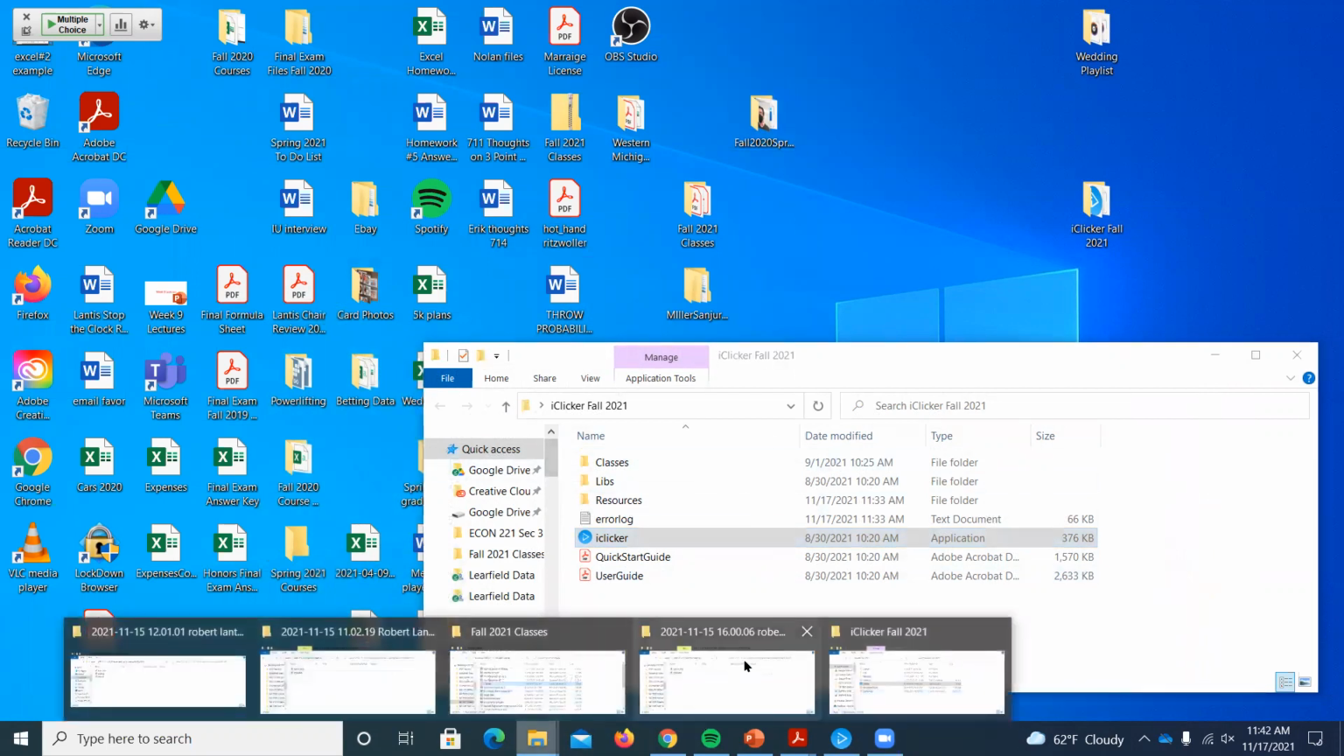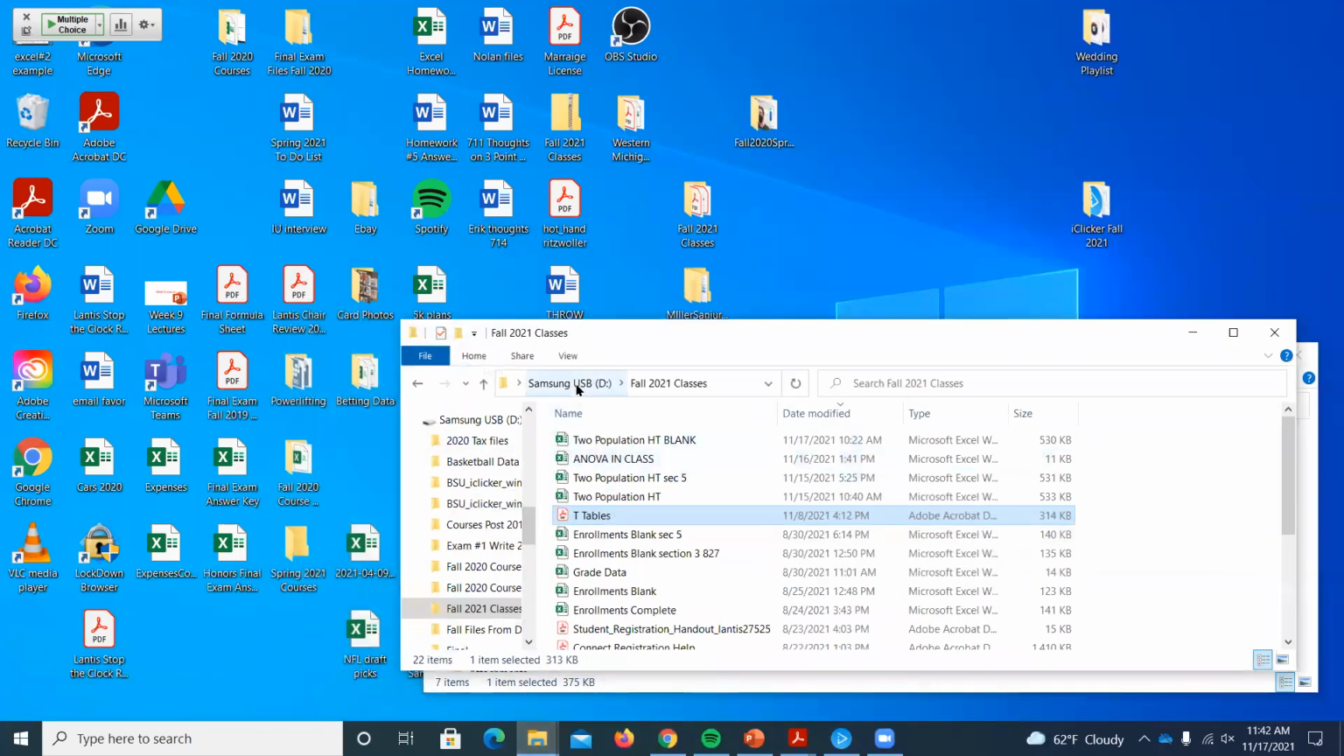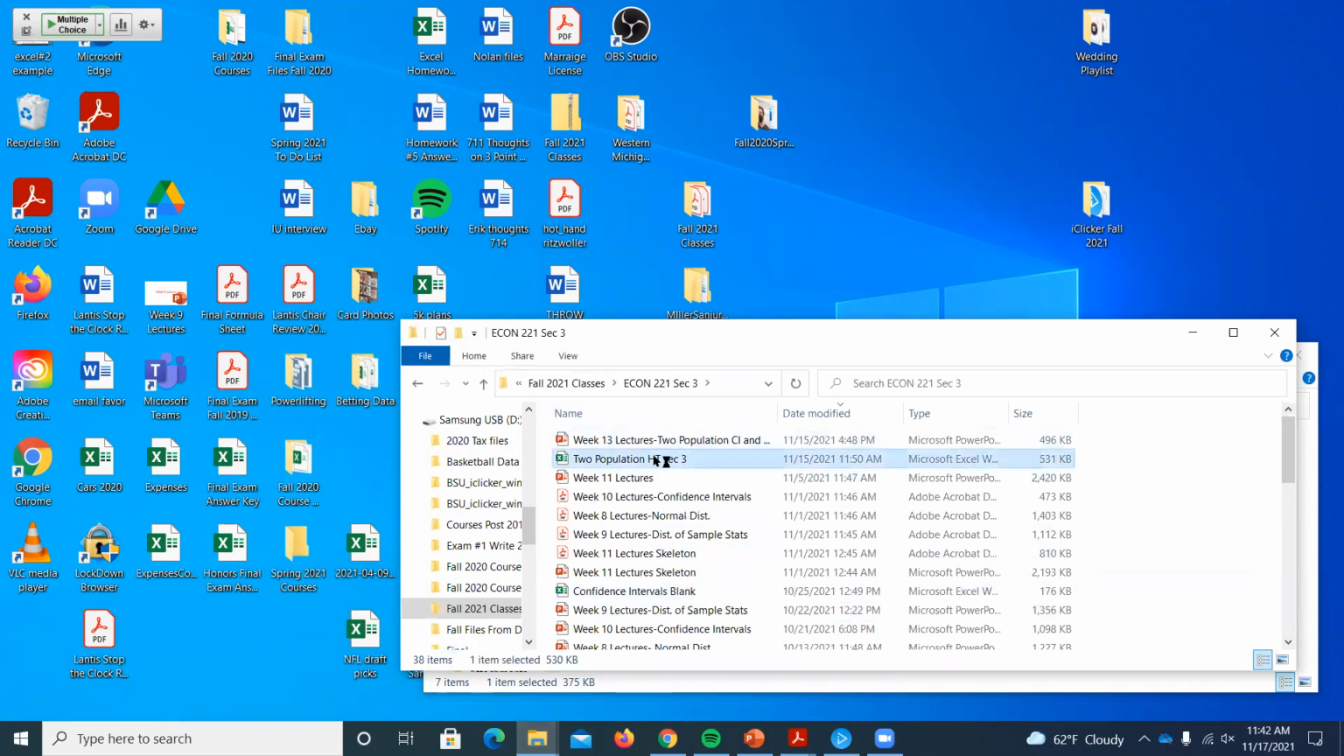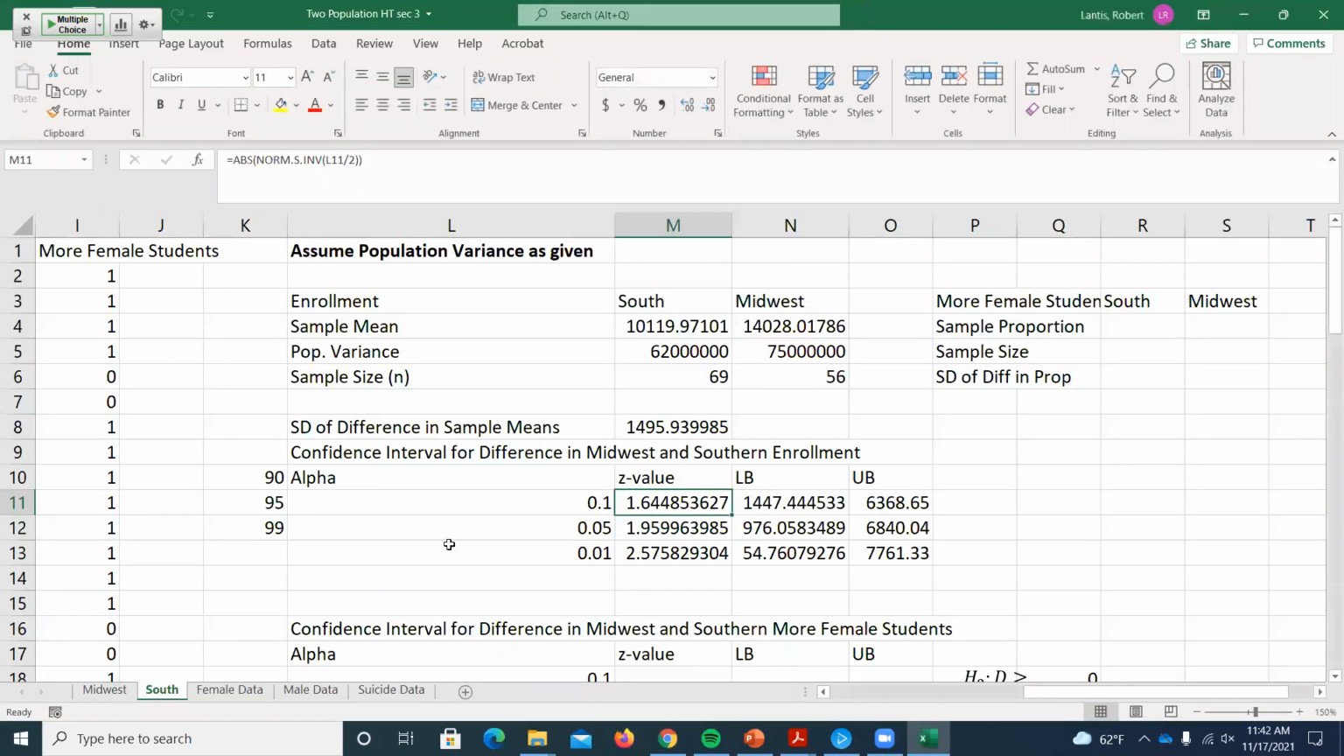So let's see, I've got, we started this last class. Did I save it here? Yeah, I saved it, sweet. So we had all of the work that we did last class, looking at the difference between the South and the Midwest enrollment, okay? So now we're gonna look at a proportion example, okay?